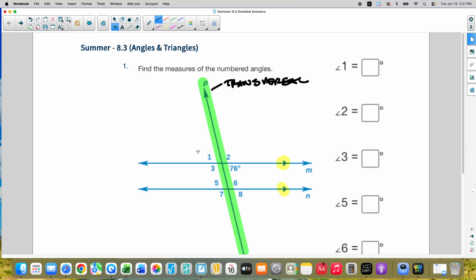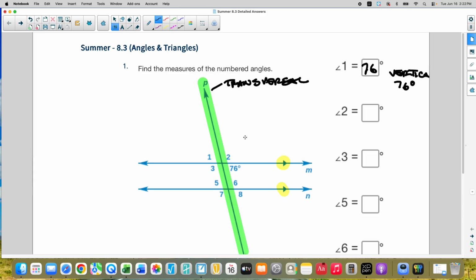So angle 1, well, angle 1 we know is going to be 76 degrees. And why is it 76 degrees? Because they are vertical. It's vertical to the 76-degree angle. That one doesn't have an angle name, but it's vertical to 76 degrees.